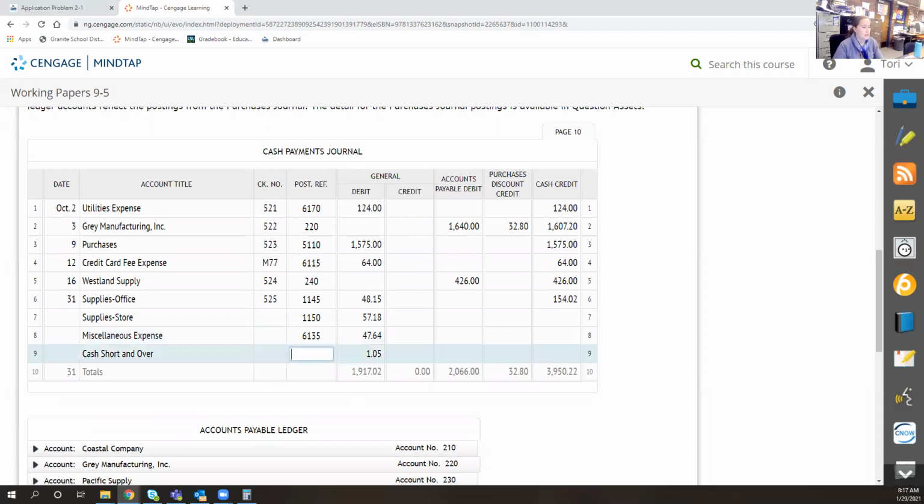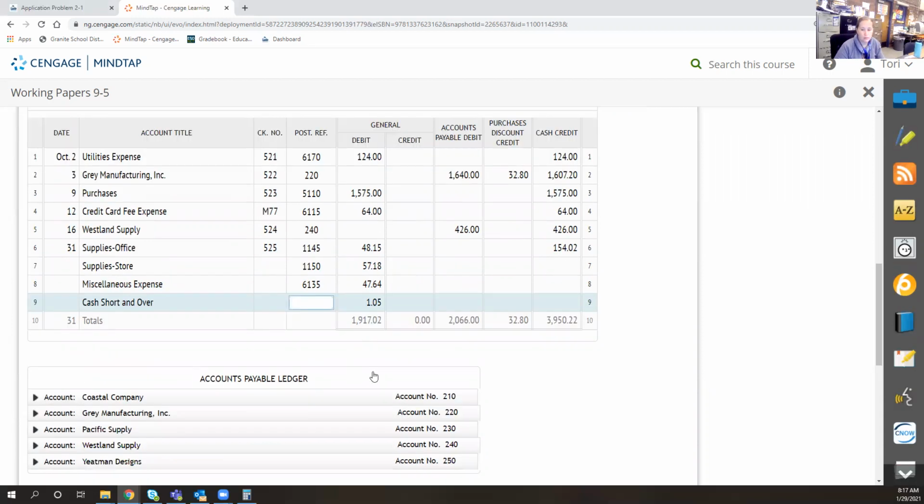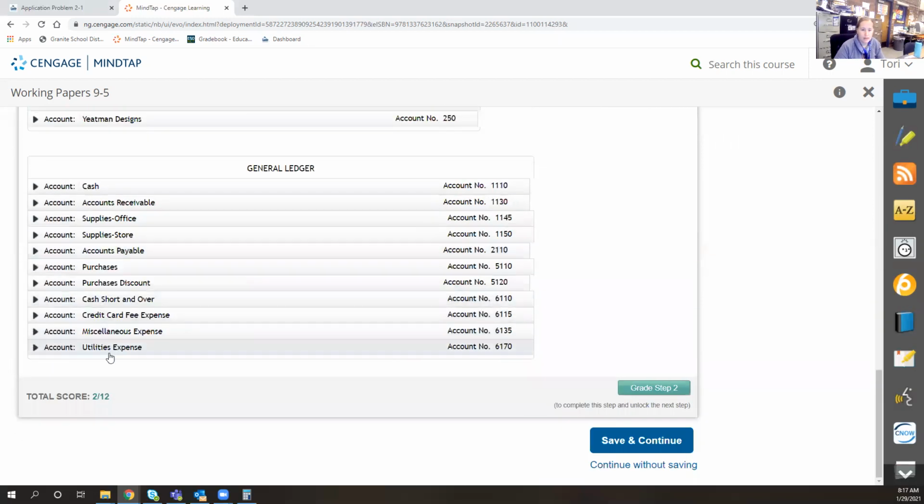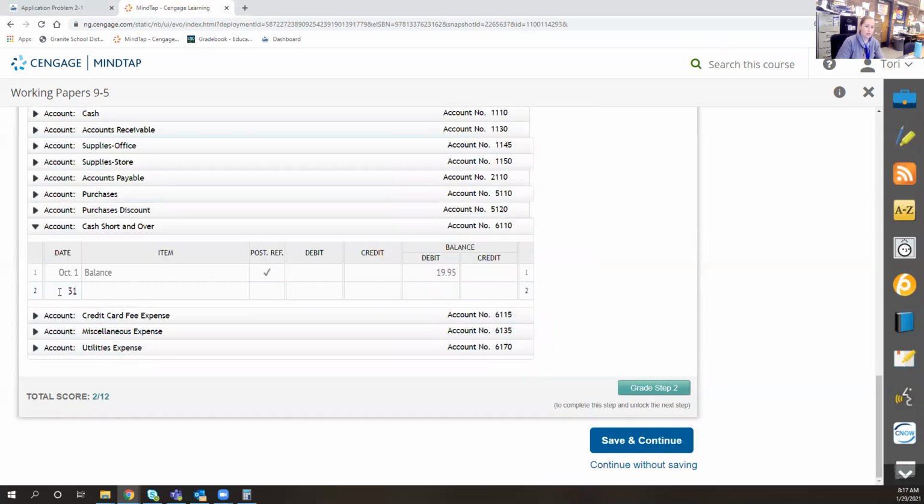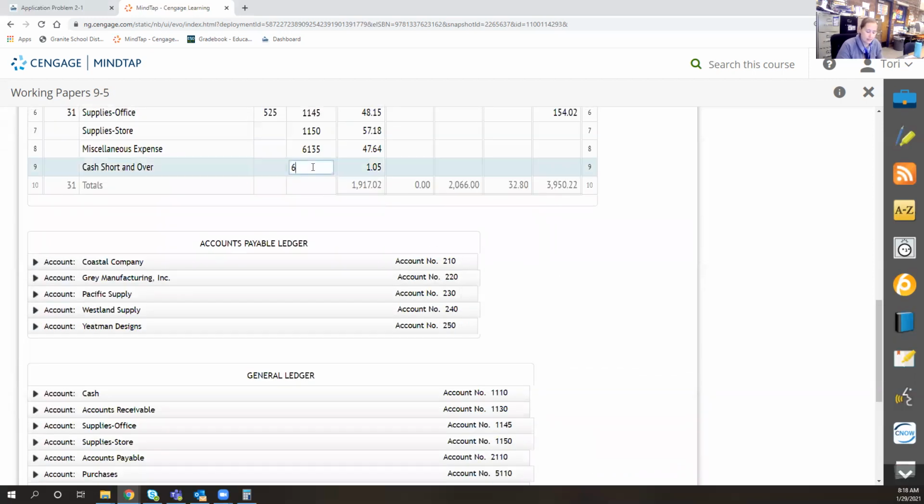Up top. And then the last one we need to do is our cash short and over. So post that back up and go to cash short and over. It happened on the 31st. We are CP10. We did it for $1.50. So we are 21 even. Whoop. $21 even. Okay. Post reference back up 6110.